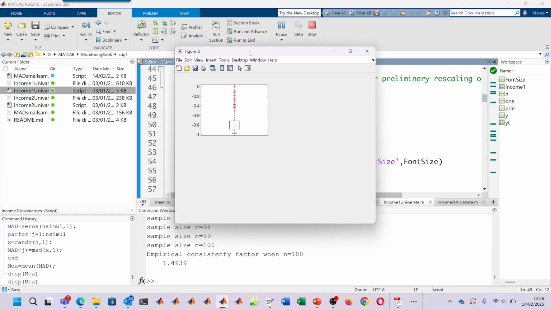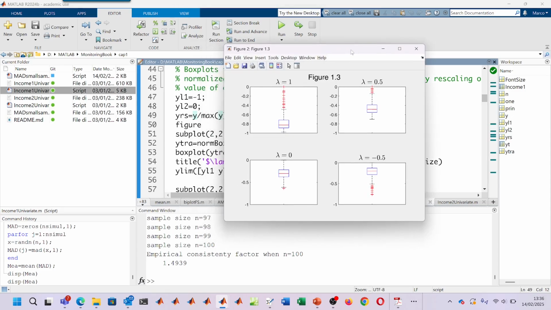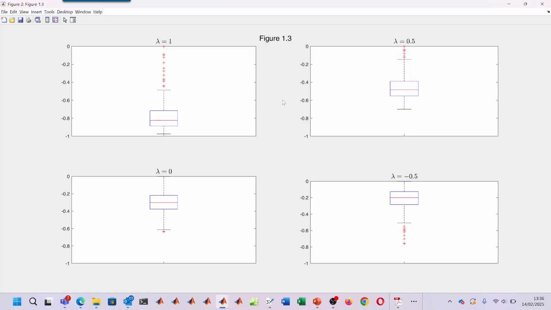In order to do a preliminary analysis, we compute the box plot for 4 values of the transformation parameter according to the Box-Cox family. In this family, lambda equals 1 is no transformation, lambda equals 0.5 is the square root transformation, lambda equals 0 is the logarithmic transformation, and lambda equals minus 0.5 is the inverse square root transformation. There is an interesting progression in these panels.